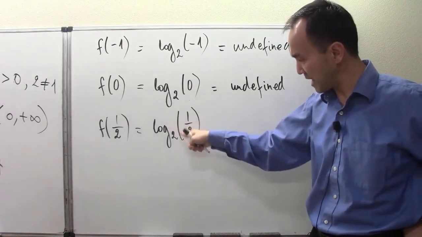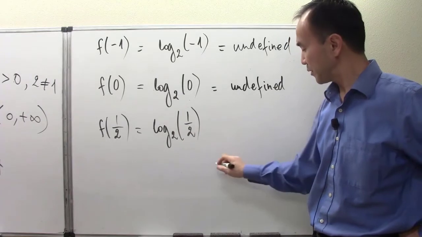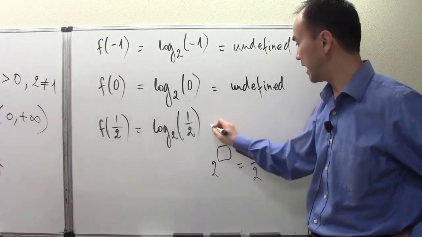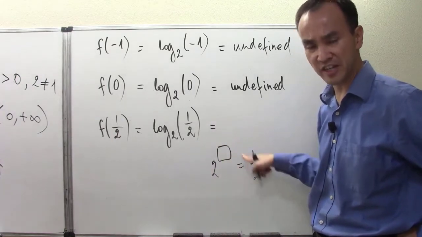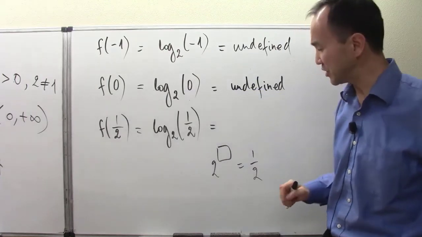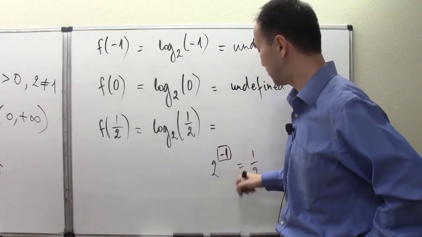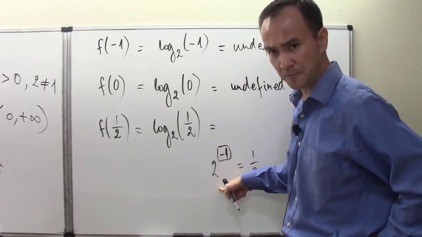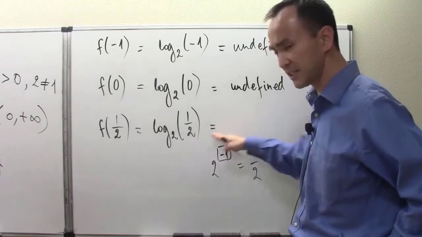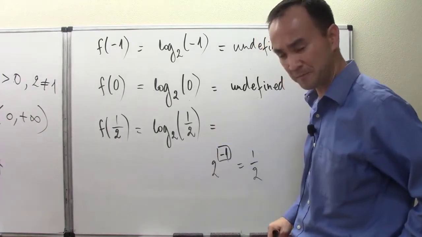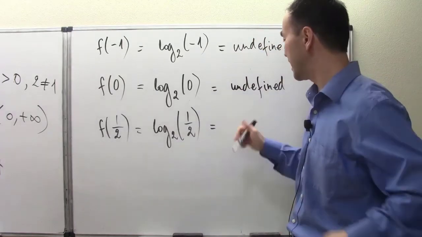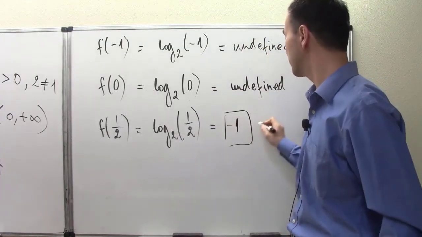So log base 2 of 1/2. What power of base 2 can equal 1/2? With just some experience in algebra and from our understanding from past courses, the answer has to be -1. The power -1 of base 2 equals 1/2. We have learned this from our previous courses in algebra. So now we have a defined output.